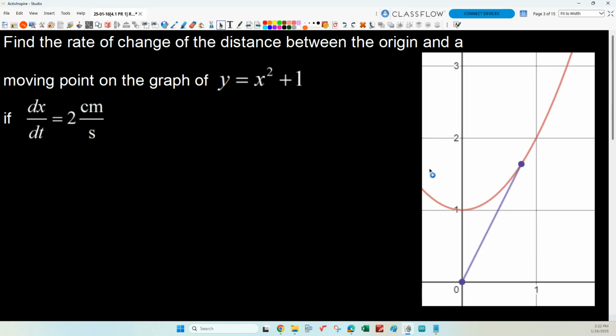Okay, so what are we trying to find here? I guess we need to assign a variable to that, right? Let's call that S. How about? S will be the distance of the bead from the origin, right? So then what are we trying to find?